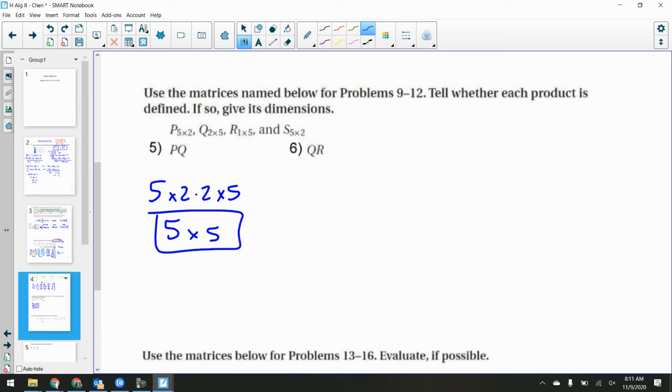And then QR, 2 by 5 times a 1 by 5. Can I do that? Nope. And again, we're looking at these match. That's why I can multiply. These do not match. That's why I cannot multiply. Questions on that?